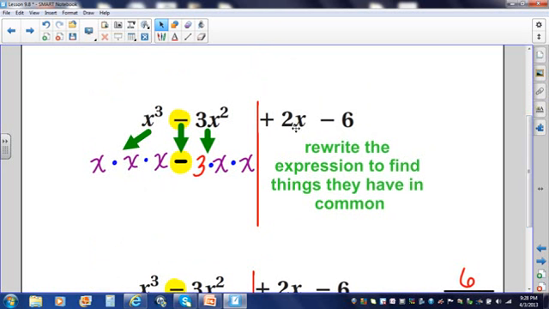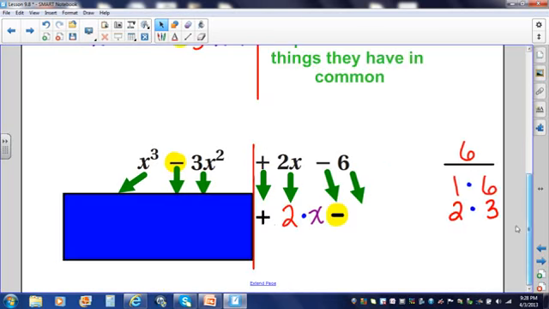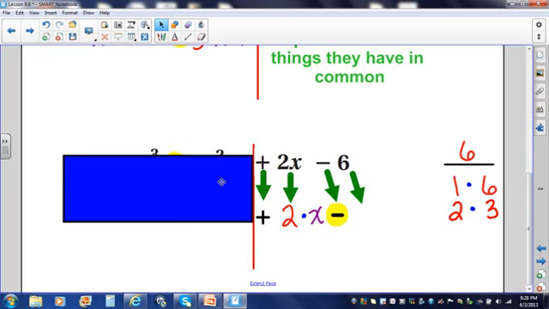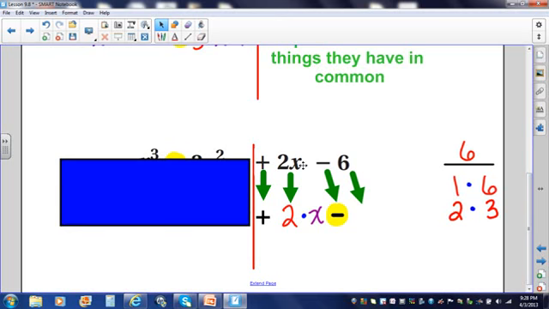Now we're going to rewrite the expression over here on the right side. Remember we did Fruit Ninja, and we're going to look for things that they have in common. So I'm just going to cover up the left side so we're not distracted. 2x would be 2 times x. I'm going to bring down my addition or positive sign. I'm going to bring down my subtraction sign, and I'm thinking, how can I make 6? Well, I could do 1 times 6, or I could do 2 times 3.